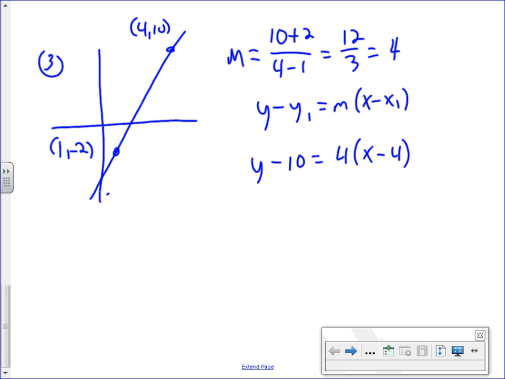Agreed? And then usually we will go and put it into the slope-intercept form. We'll distribute, add 10 to both sides, and y equals 4x minus 6. It's nice to just look at this. It is not a very good picture, but at least I know that this y-intercept is below negative 2, so negative 6 makes sense, yes? And if I had a good graph, then I might be able to tell for sure what that was going to be.